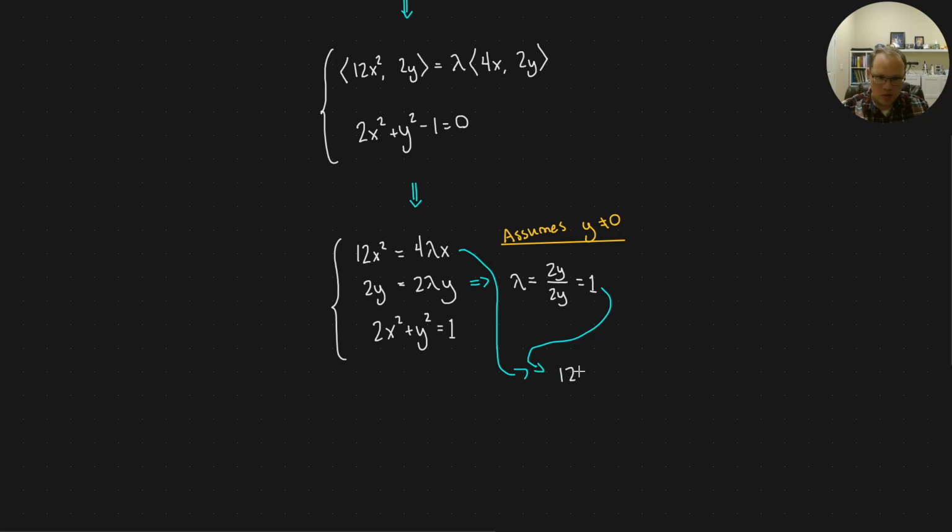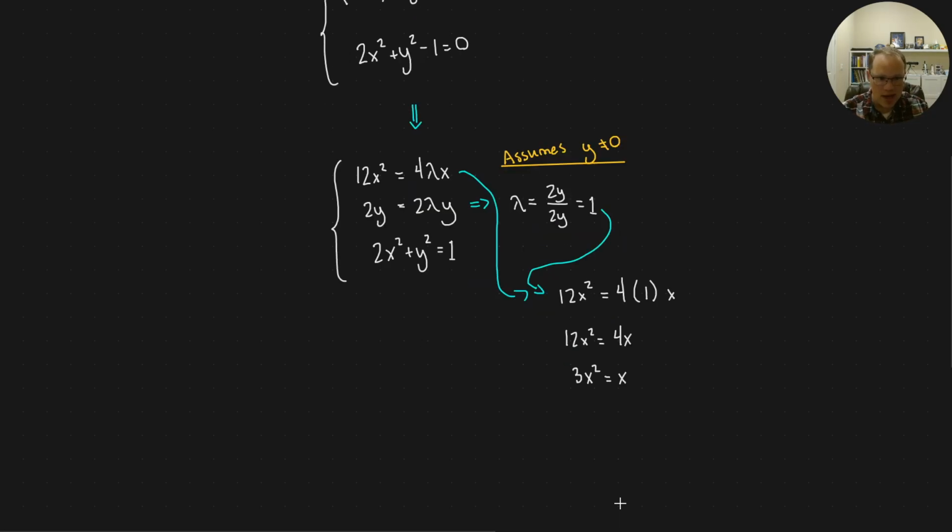That would be 12x squared equals 4 times my lambda, which is 1 in this case, times x. So I get 12x squared equals 4x. I'm going to start by dividing both sides by 12. I'm sorry, not 12, 4. Just to tidy things up a little bit. Now, whenever you have an equation like this with x's on one side, x's on the other, and some of those x's are of a higher power, you want to set this equation equal to 0. So I'm going to subtract this x to the other side of the equation.